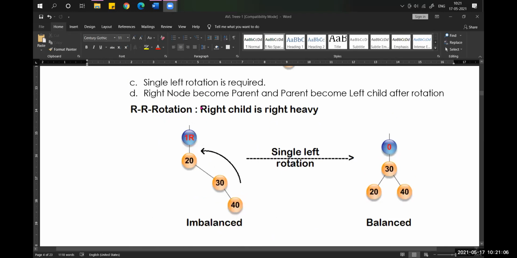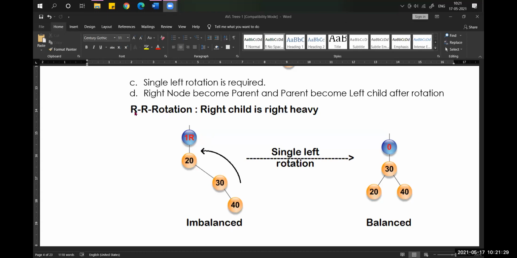RR rotation. So this is the problem. If RR has a right child and is right heavy, then we can say that it is an imbalanced tree. Now we have to move. Which side do we have to move? That is very, very important. I mean, which side of nodes are we going to move? That is very, very important.